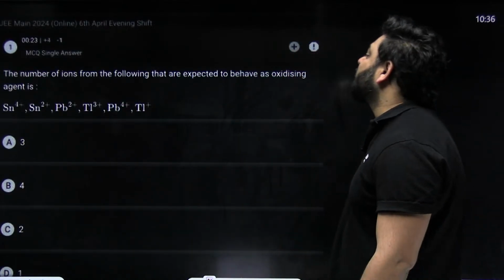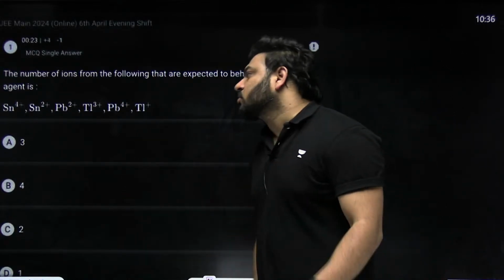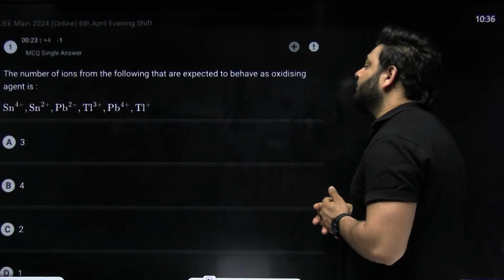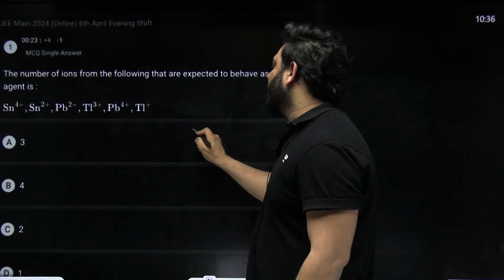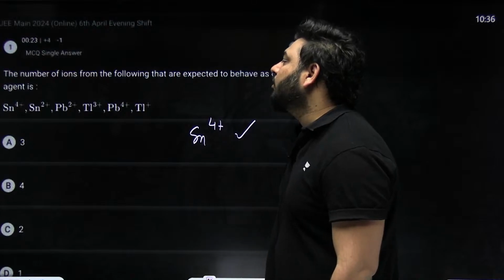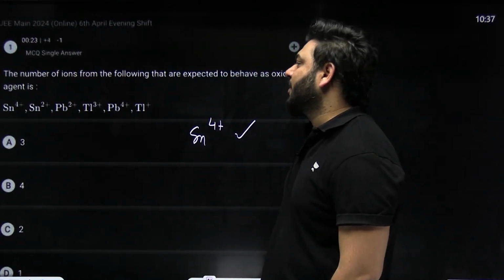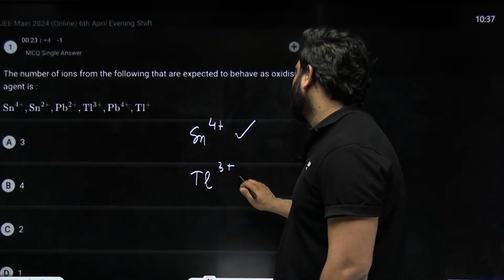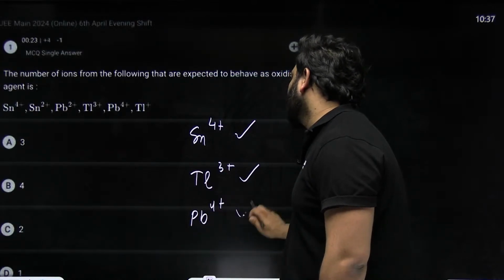The number of ions from the following that are expected to behave as oxidizing agent. Which of them can behave as an oxidizing agent? Can you find it? So guys, only behaving as an oxidizing agent means something which is present in its highest oxidation state, which can only undergo reduction. So I guess Sn4+, highest oxidation state it is having, because it belongs to the carbon family. Carbon, silicon, germanium, tin, lead all have positive 4 oxidation state as maximum. We also have thallium 3 positive, highest oxidation state possibly. Lead 4 plus, highest oxidation state.